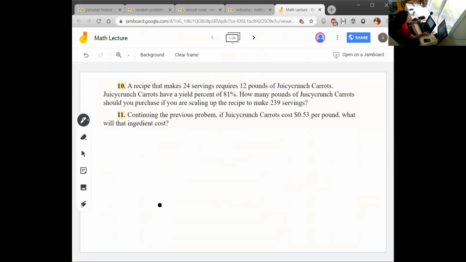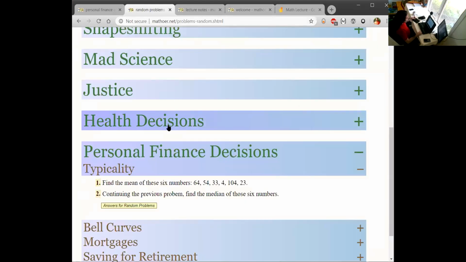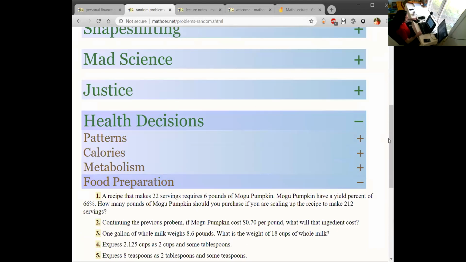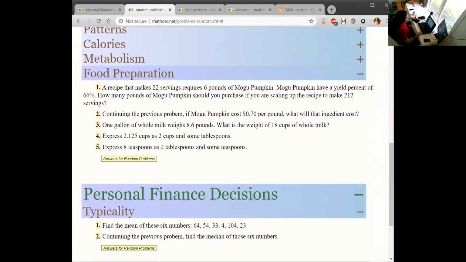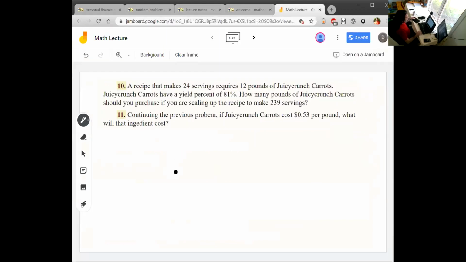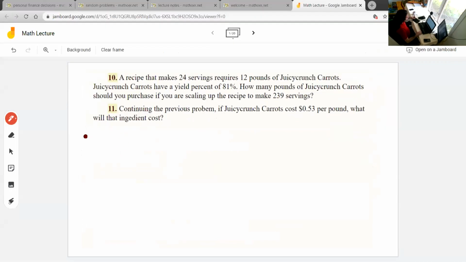These are all just again from the random problems of the homework in health decisions and in typicality from personal finance. A recipe makes 24 servings and requires 12 pounds of carrots. We want to make a recipe that serves 239. So our first step is to scale up the whole recipe.